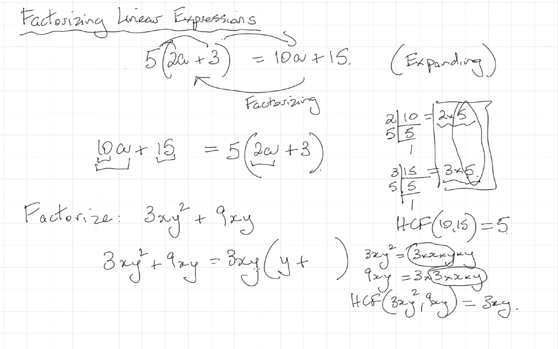What have I got to multiply 3xy by to get 9xy? Well, straight away we can see we've got to multiply this 3 by 3 to get the 9, and then xy will be there anyway. So 3xy times 3 will give me 9xy. So we've done the factorization of 3xy squared plus 9xy, which will be 3xy, open bracket, y plus 3, close bracket.